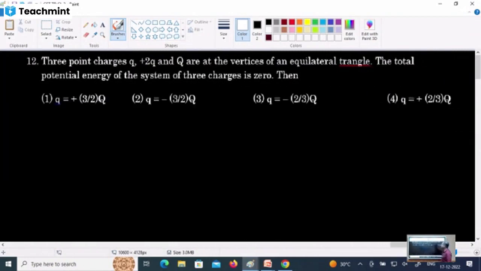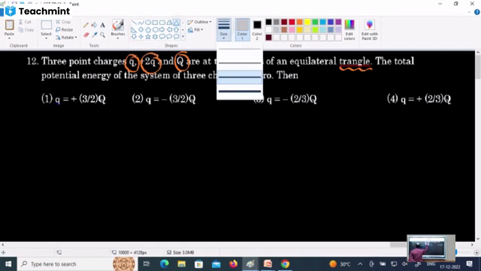Let us move towards question number 12. 3 point charges Q, plus 2Q and capital Q are at the vertices of an equilateral triangle. Please change the spelling. The total potential energy of the system of 3 charges is 0. Then so we have an equilateral triangle. Bear that in mind.